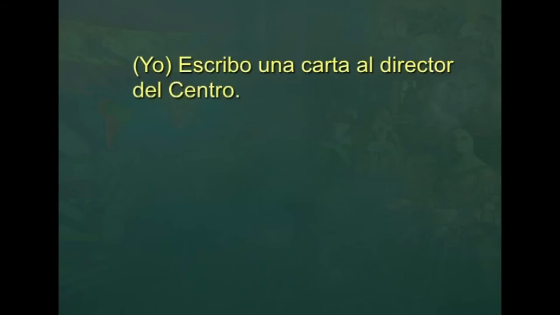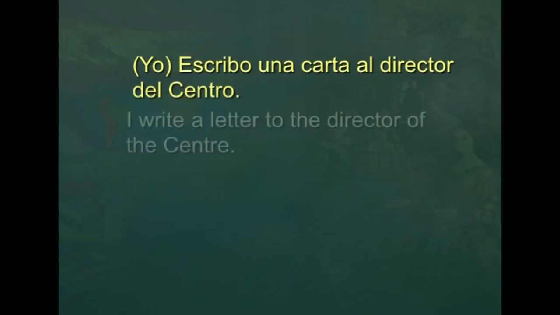We shall now look at some sentences of IR ending regular verbs in the present tense and their equivalent in English. Yo escribo una carta al director del centro. I write a letter to the director of the center.